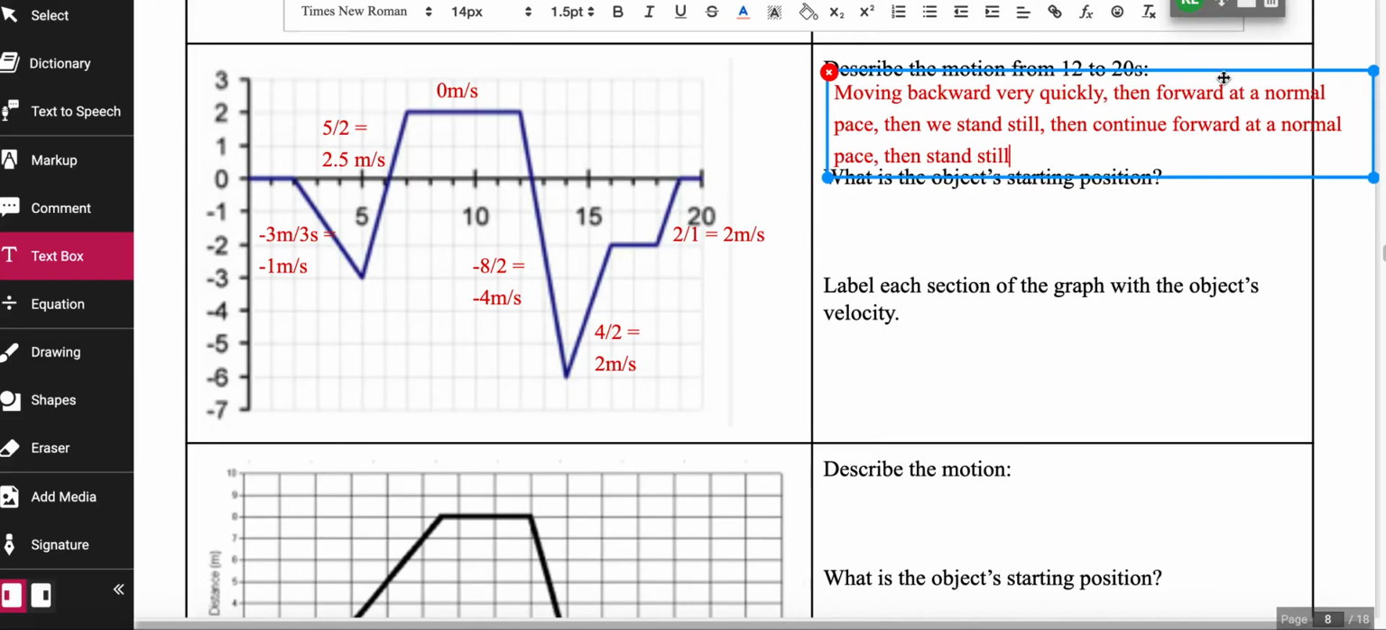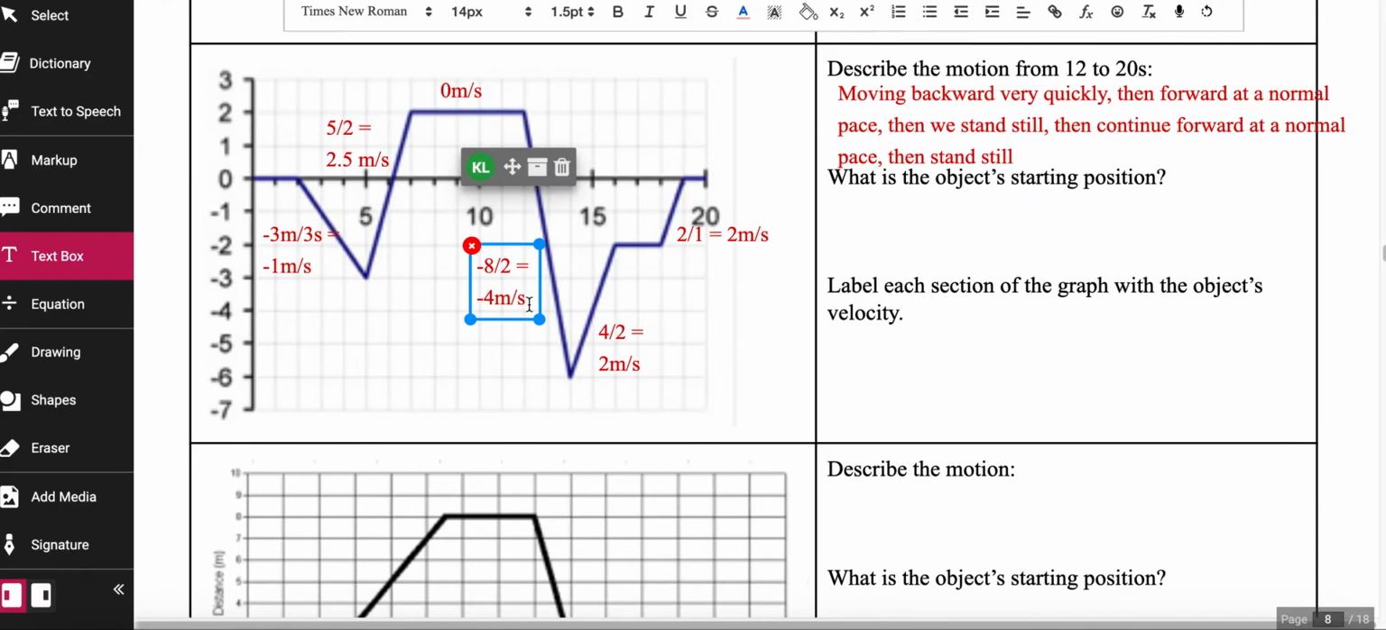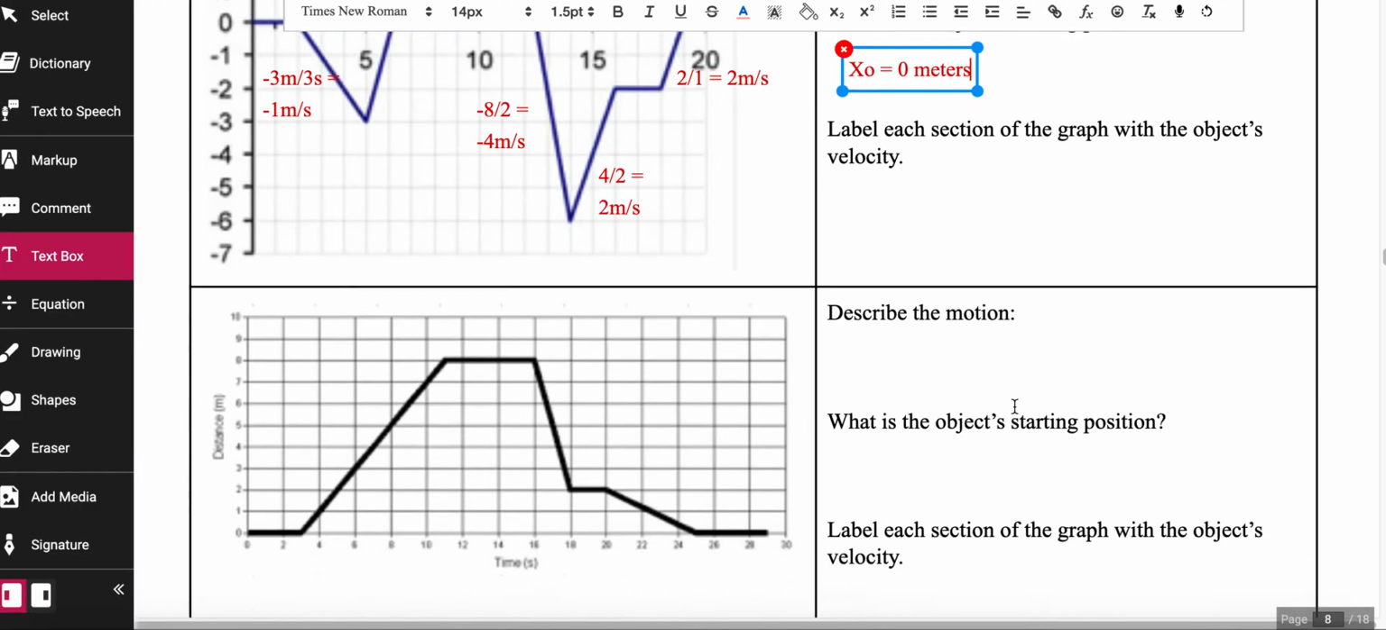Okay, so while reading through this, it's very clear that I have 3 different velocities that I am moving. So I have the -4 meters per second, which is very quickly, and then I have the 2 meters per second and 2 meters per second, which is my normal pace. Okay, then we're asked what is our starting position. So for that, we look at what our y-intercept is. So x naught is just equal to 0 meters. And we've already done the labeling.